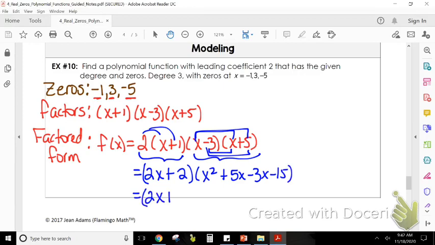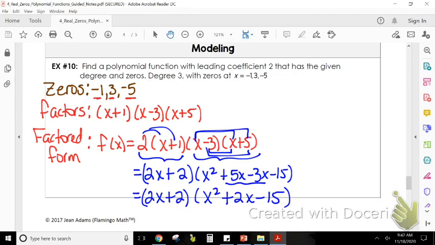So we got the 2x plus 2 times x squared, 5x minus 3x is positive 2x, minus 15. And so now I need, oops, I don't know why I closed that parenthesis after the 2x, I'm sorry, minus 15. There we go. All right, but now we still need to multiply them. So guys, I'm not going to try to distribute because that gets messy to me. I'm just going to go ahead and do this in a box.